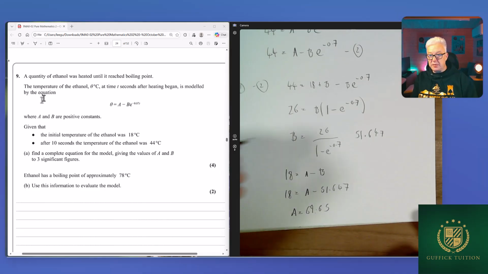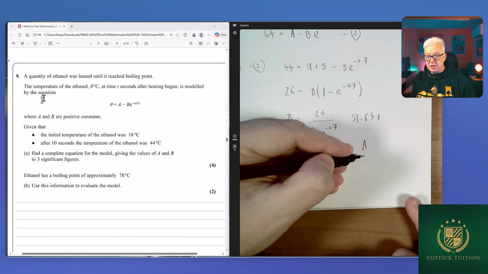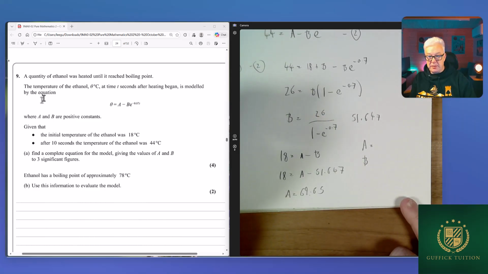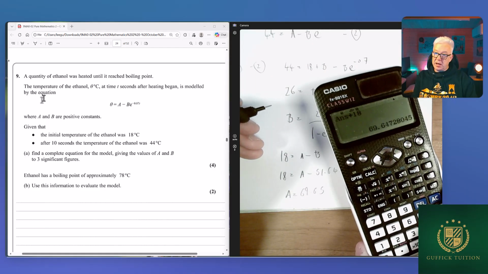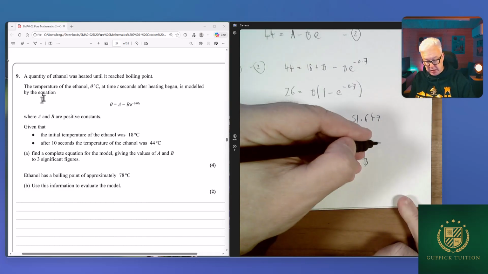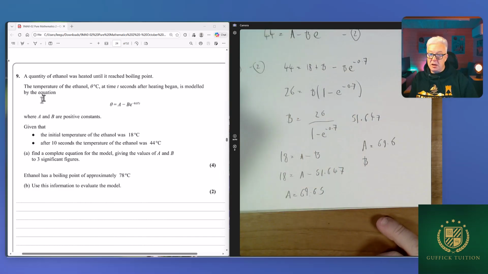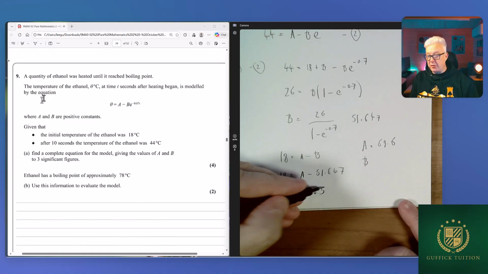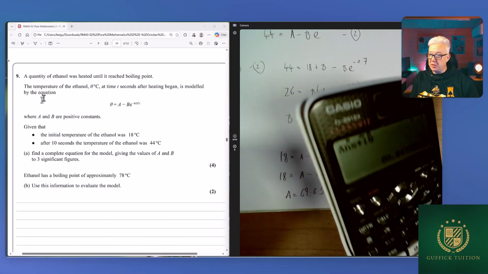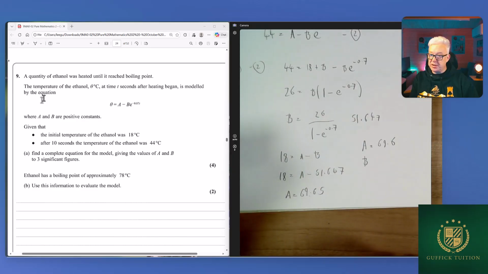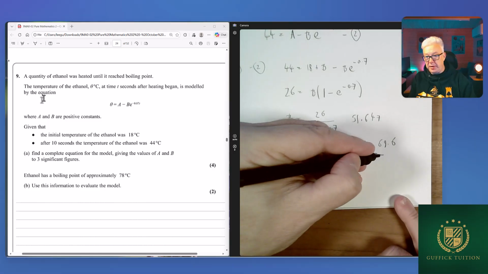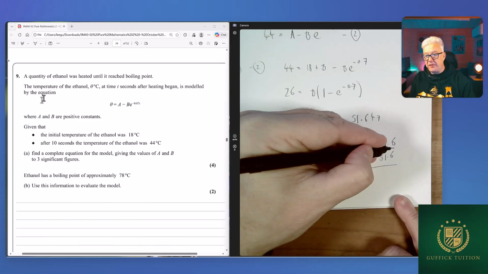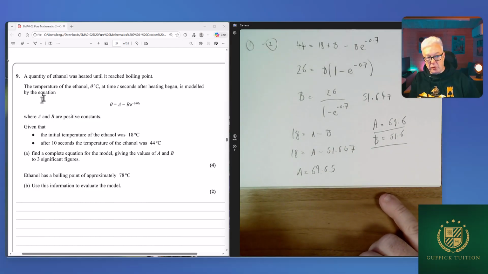69.65. Okay, so we've got to round these, so we've got to give them both to three significant figures. So A is going to be 69, when we look at the actual answer, it's going to be 69.6. So 69.6. Yeah, that was unfortunate, that rounding, because it rounded that one up, which would have meant that one would go up. But from the exact answer, it's going to be 69.6. Be careful because you could lose a mark there. And for B, it is going to be 51.6, so 51.6. Okay, so we found our A and B, and therefore we found our complete model, 4 marks.